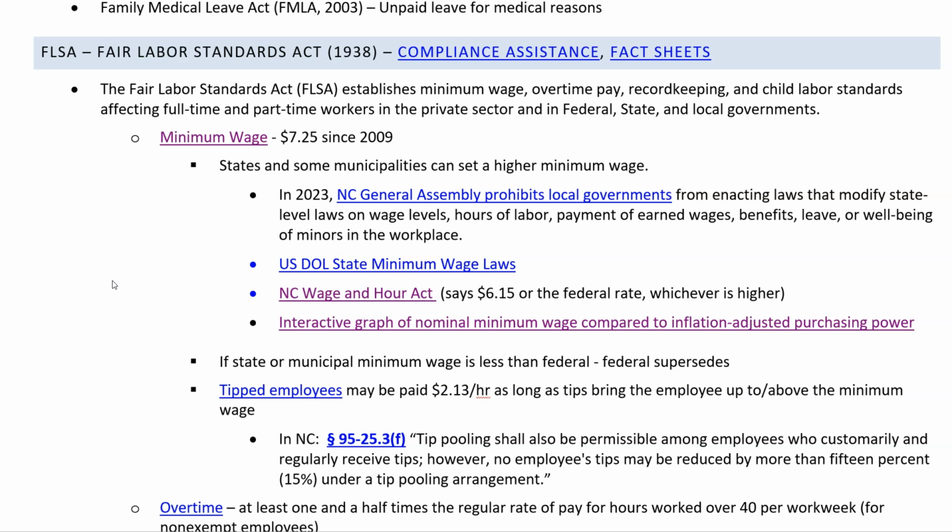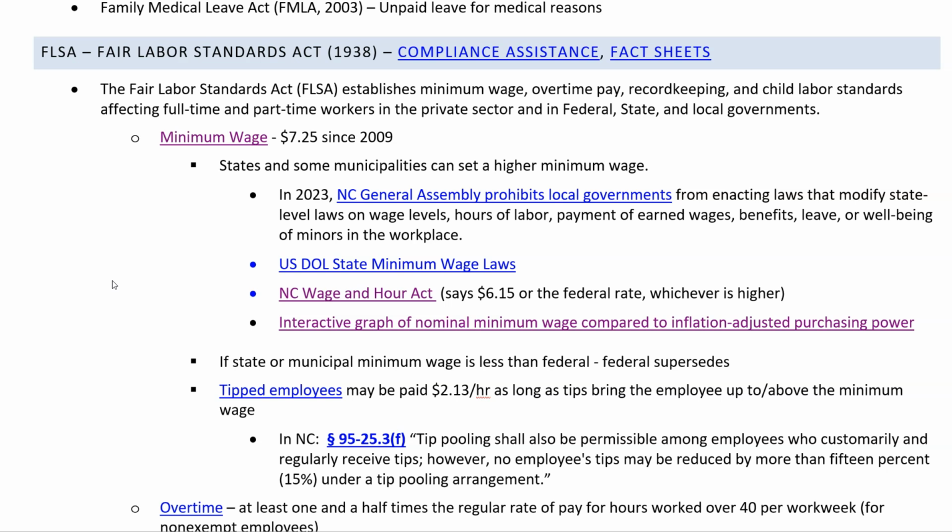Now, with that said, in 2023, the North Carolina General Assembly passed a law that prohibits local governments from enacting laws that modify state-level laws on wage levels, hours of labor, aka overtime, payment of earned wages, benefits, leave, and well-being of minors in the workplace.